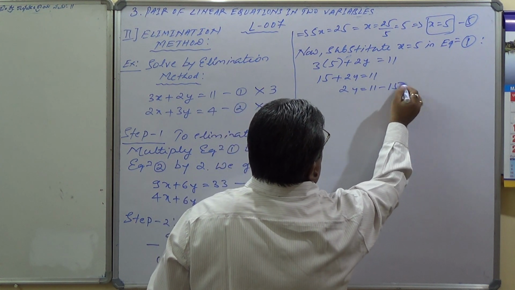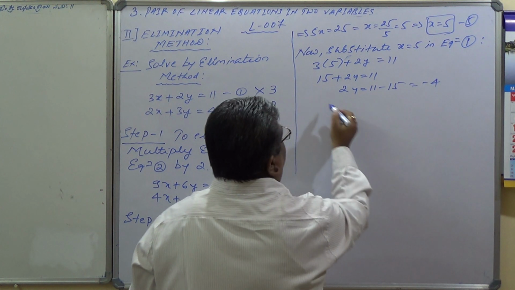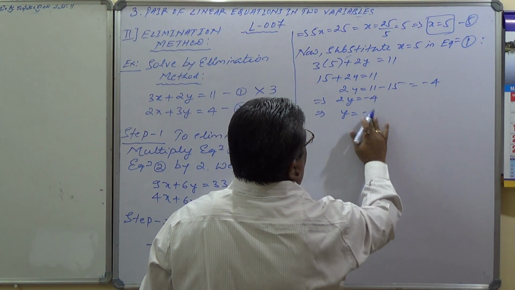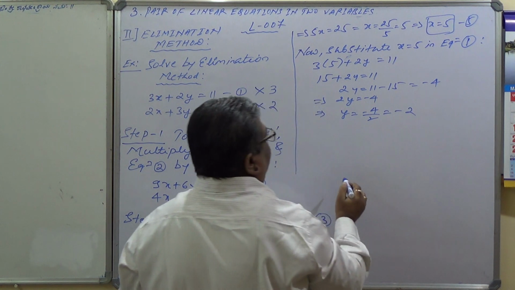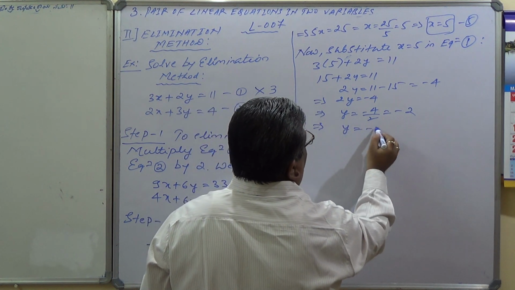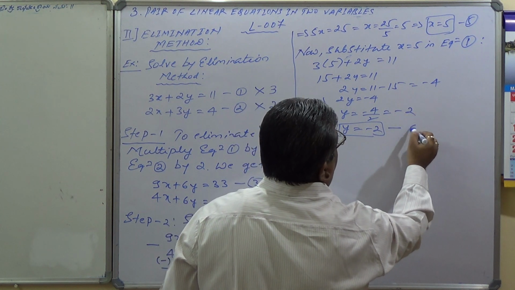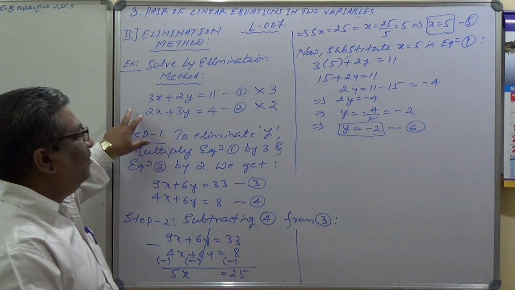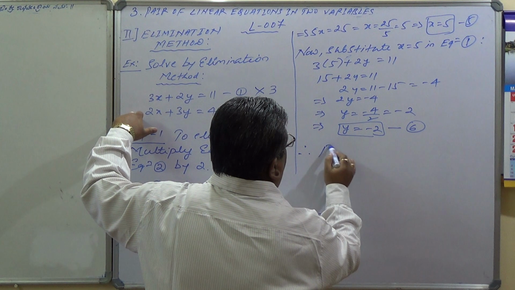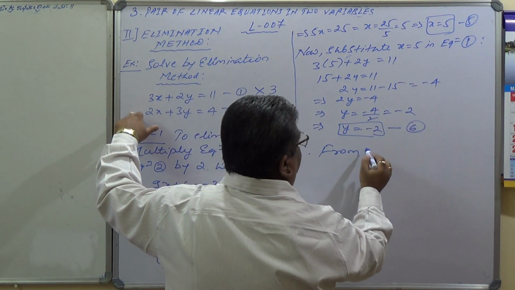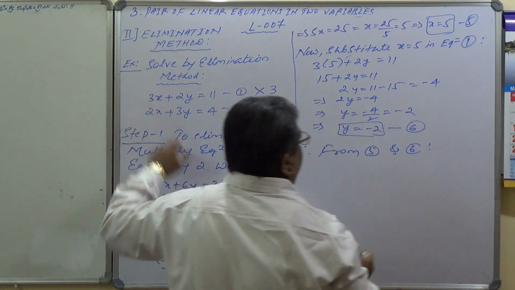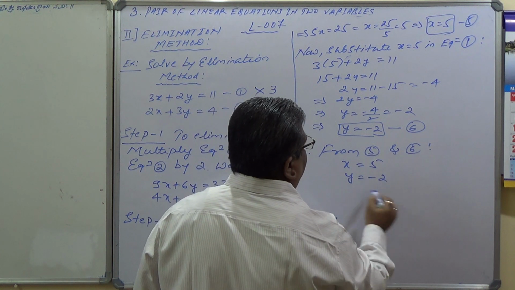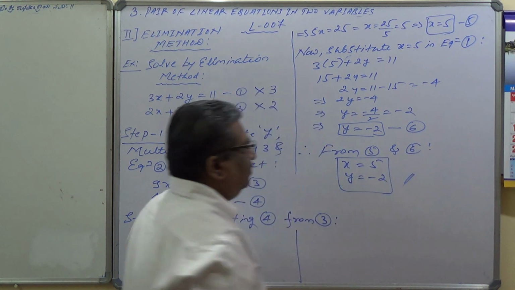2y equals 11 minus 15, which is equal to minus 4, implies 2y is equal to minus 4, implies y is equal to minus 4 by 2, which is minus 2. Therefore, y equals minus 2, which we get. Tag this as sixth equation. So, solve by elimination method. Therefore, from 5 and 6, the value of x equals 5, the value of y equals minus 2. This is the answer.